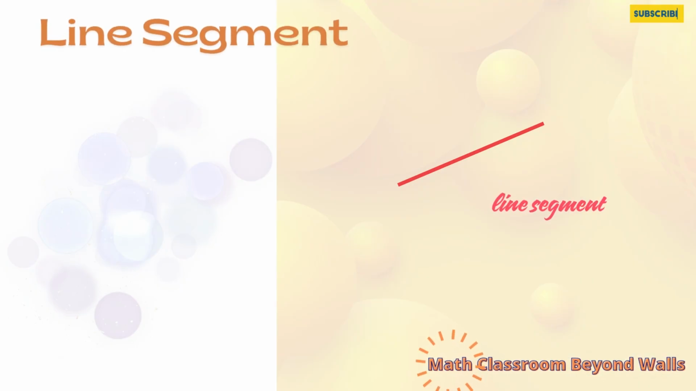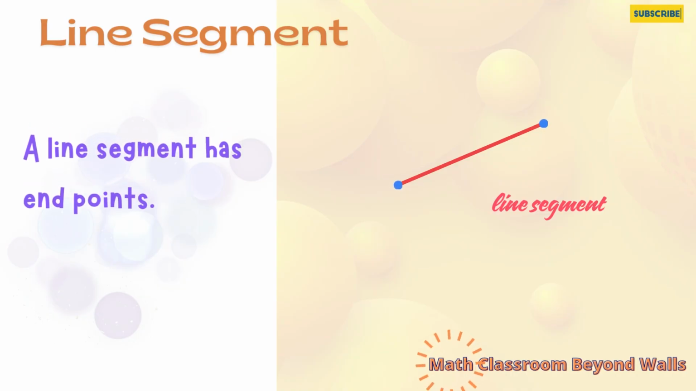Let us now move to the next. What just happened, learners? You're correct. The line is reduced to a segment. We call this a line segment. Note that it has endpoints. Let us identify the endpoints by naming them so we can name the line segment.